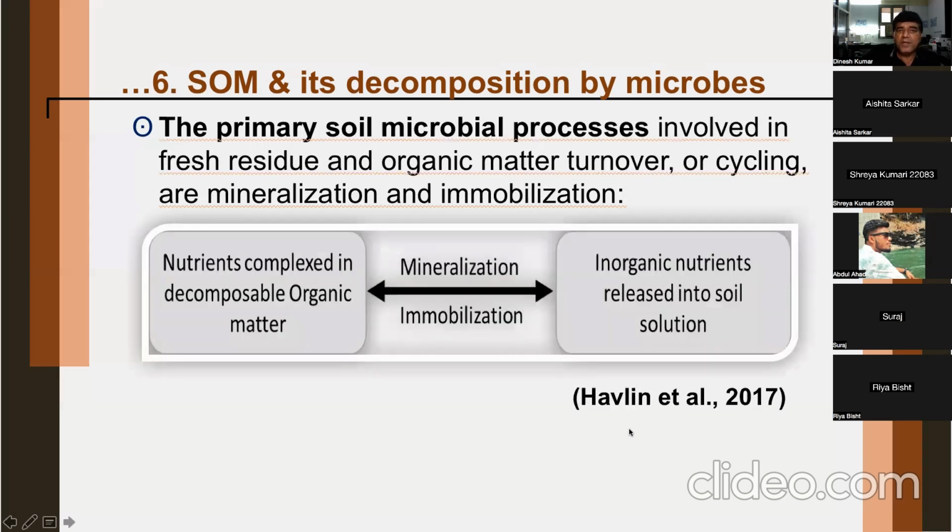Then finally, this humus is going to improve the nutrient availability in the soil solution. Now you can see the primary soil microbial processes involved in fresh residue and organic matter turnover or cycling. You can see that the nutrients complexed in decomposable organic matter, maybe in proteins, carbohydrates, a variety of compounds, can go for mineralization, and inorganic nutrients are released into soil solution, and humus is also released. But many times it can be immobilized by microbes. The nutrients which are in inorganic form can be immobilized by the microbes. However, they will be further mineralized to give you nutrients.